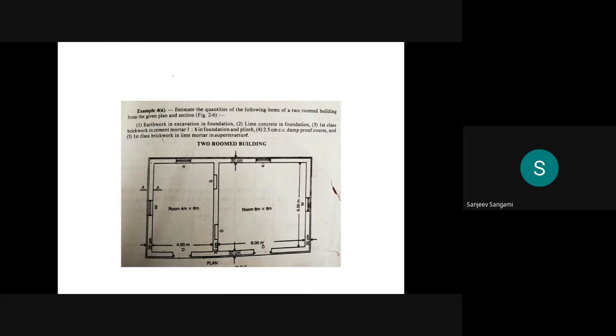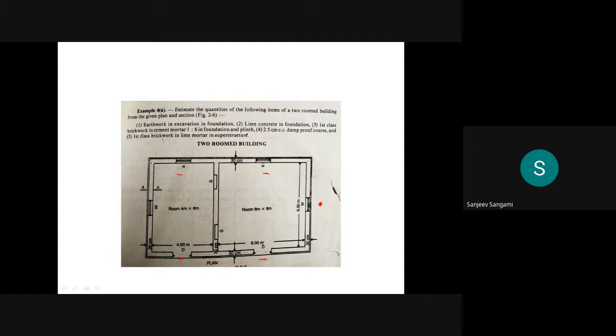So here, in the previous problem, only one room was given, and here it is a two-room building, and here he has mentioned the windows, and here the doors. So two doors are there, and then 1, 2, 3, 4 windows are there. So that you have to deduct at the end.